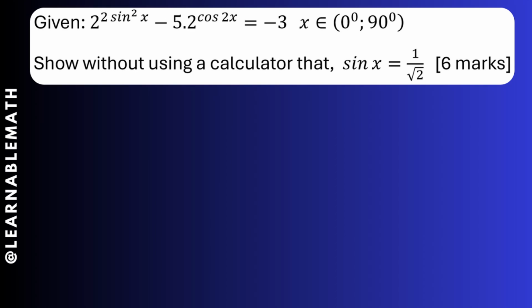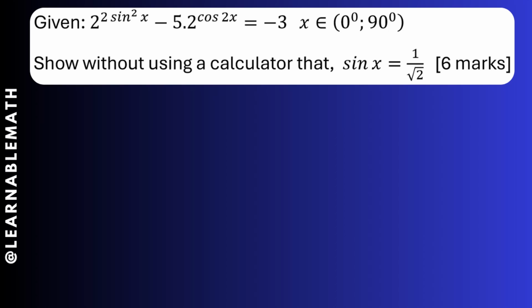Okay, given 2 exponent 2 sine squared x minus 5 times 2 exponent cos 2x is equal to minus 3, where x is between 0 and 90 degrees, show without using a calculator that sine x will be equal to 1 over root 2, and the question had 6 marks.